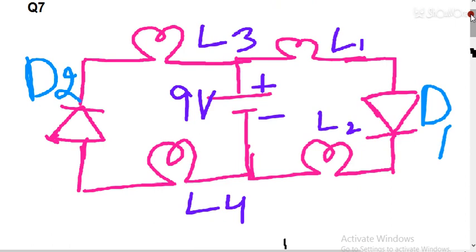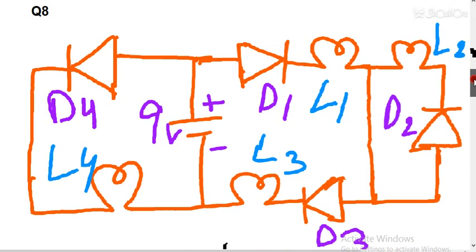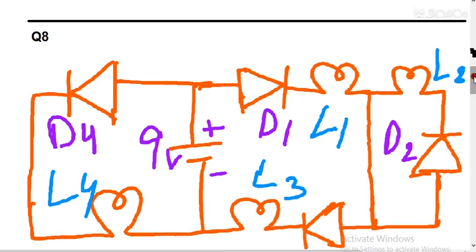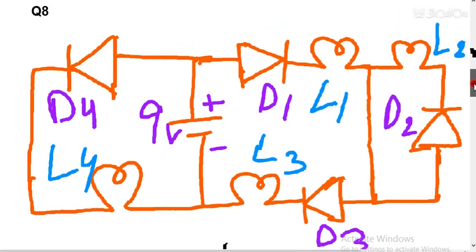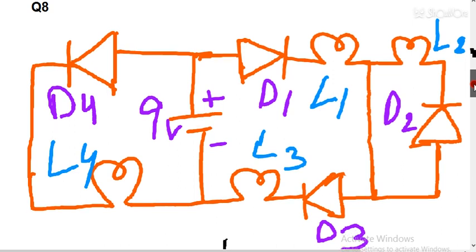Okay, so now we are moving to question number 8. This is the last question for this video. A 9 volt battery is again connected. How many diodes? 1, 2, 3, 4. So 4 diodes are there. Now the question is on screen, and you can note down the question and pause the video for 1 minute.